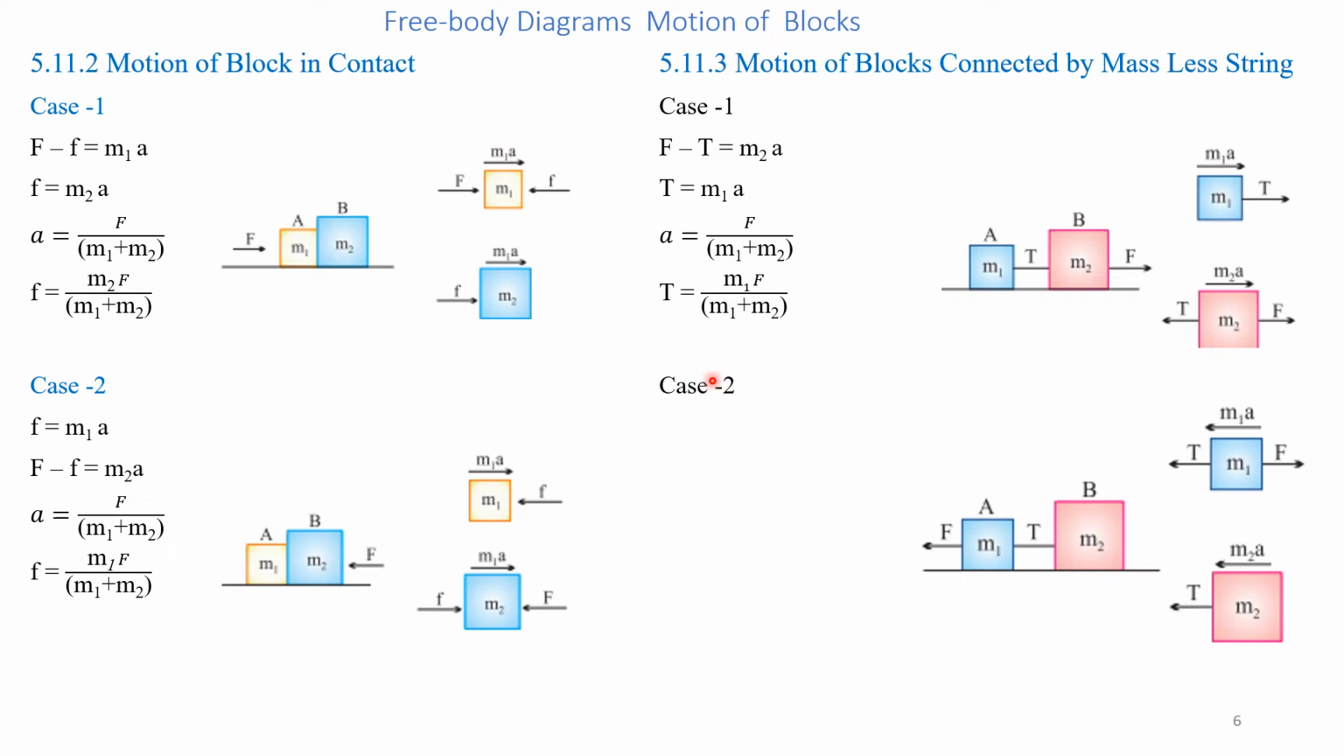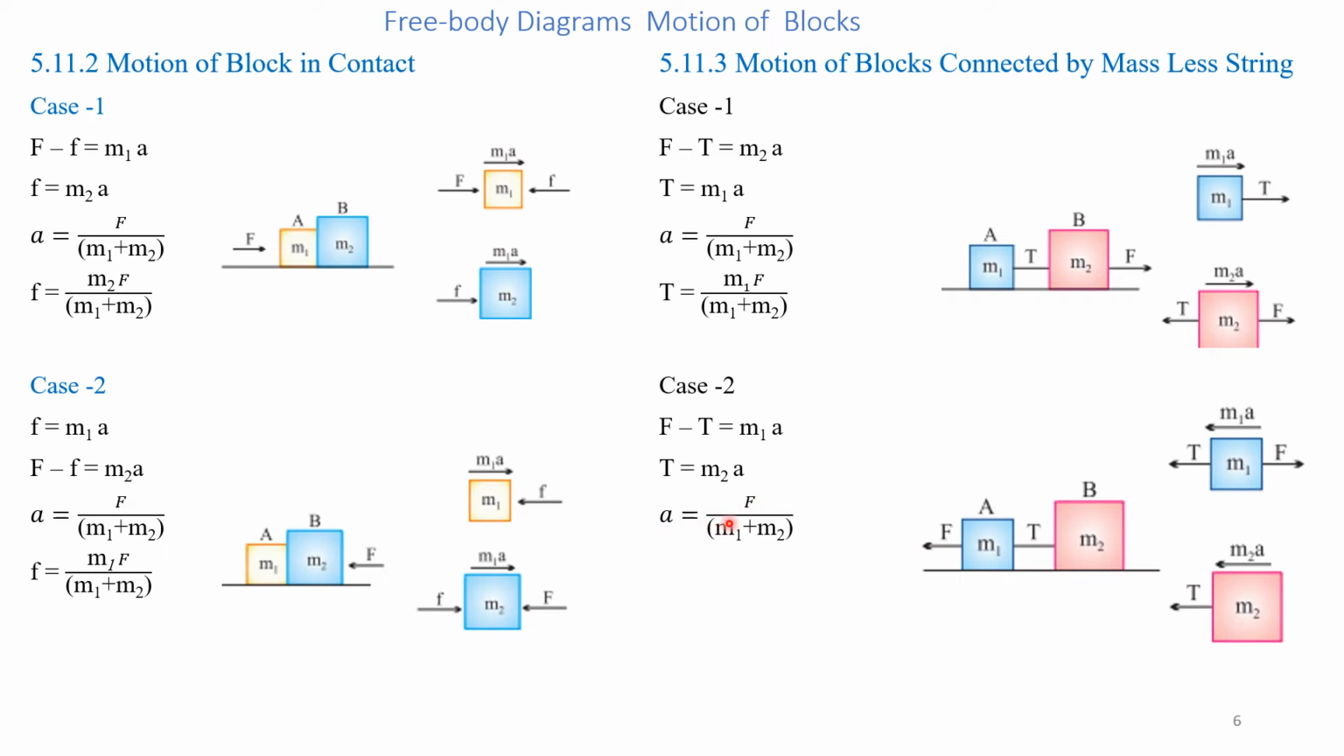The next case is where the force is acting in the opposite direction. Please see the diagram here. The force is acting on A from right to left, in the direction as shown in the block diagram. So the free body diagram is written here separately for A and separately for B, and its equations are F minus T is equal to M1 into A, T is equal to M2 into A.